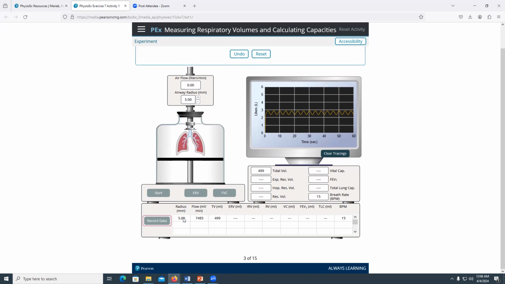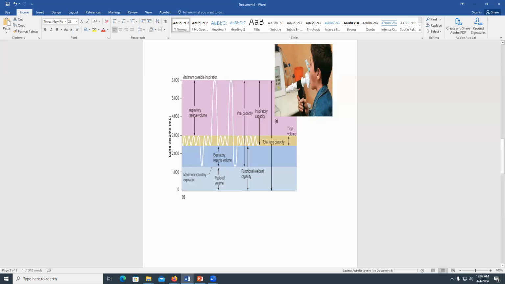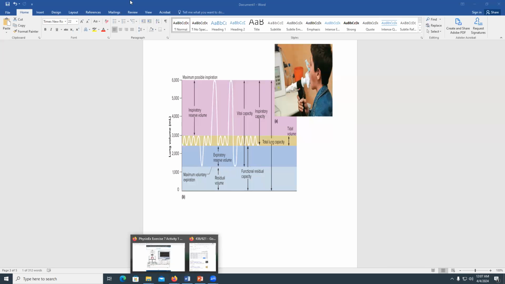That shows us the radius of my airways was 5 millimeters. The flow, unit volume per unit time, was about 7.5 liters per minute, or 7,485 milliliters per minute. My tidal volume was, as I expected from this diagram here, 500 milliliters. So that makes a lot of sense to me. 500 milliliters, my tidal volume.